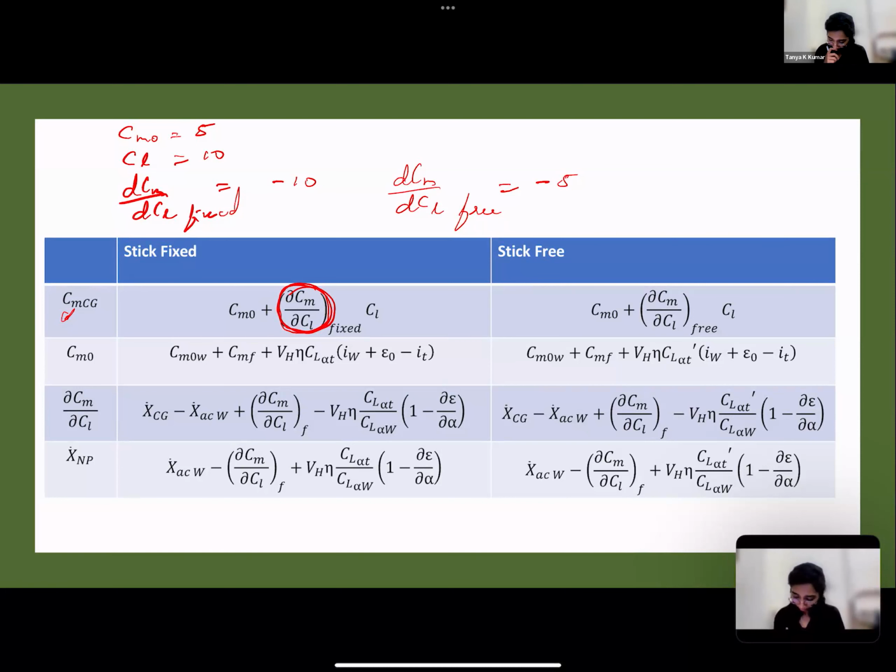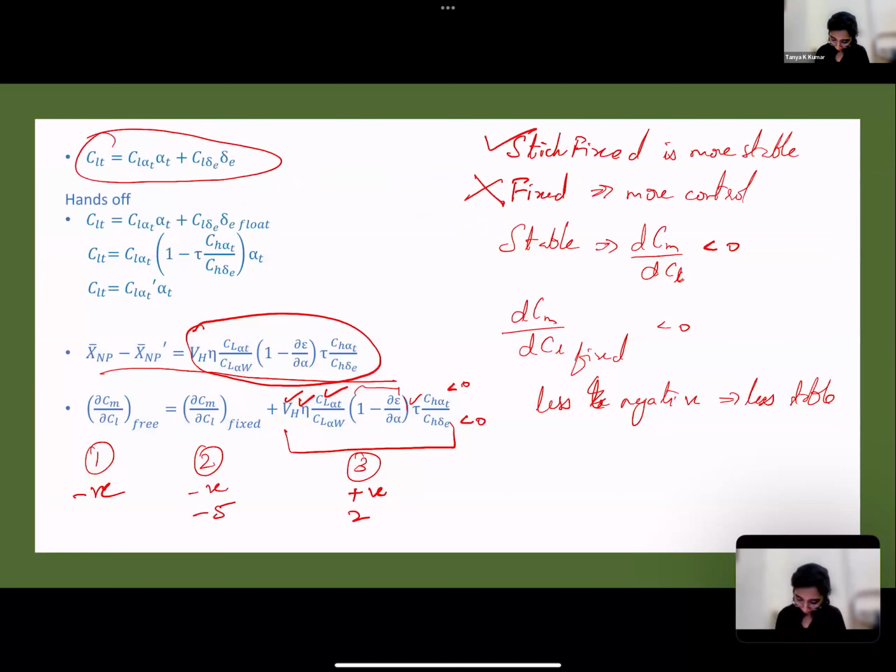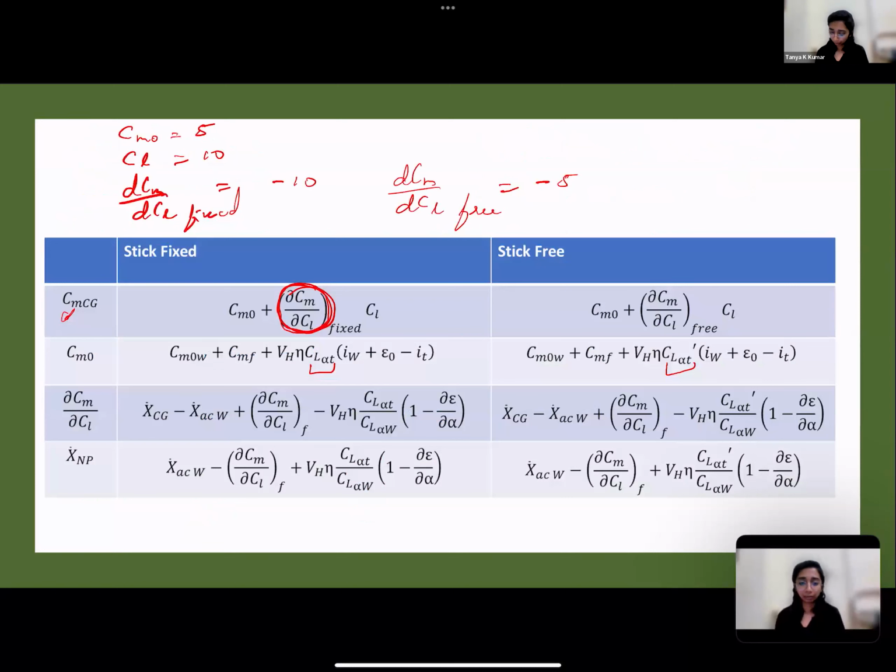CM naught, again, the only difference here is the CL alpha at the tail, which is the CL alpha prime here, which is different for the stick free case. Okay, so this entire thing is CL alpha tail prime. Then DCM upon DCL, what is the difference? Again, only difference is the CL alpha tail. Okay, equations are very similar, only some terms are different.